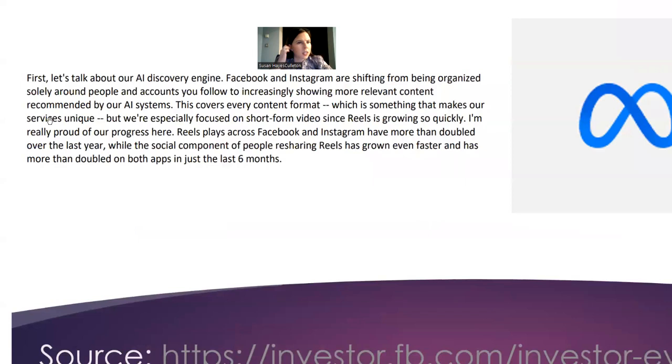So it says, first, let's talk about our AI discovery engine. Facebook and Instagram are shifting from being organized solely around people and accounts you follow to increasingly showing more relevant content recommended by our AI systems. AI, of course, is artificial intelligence. And this covers every content format, which is something that makes our services unique, but we're especially focused on short-term videos since Reels is growing so quickly. And that's why I wanted to direct your focus towards that.